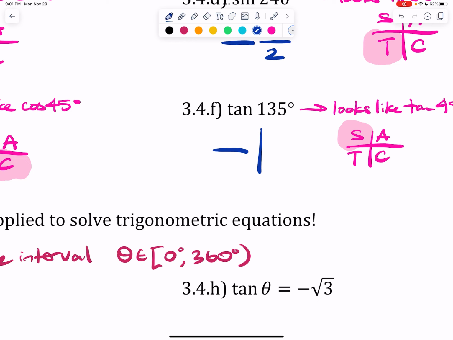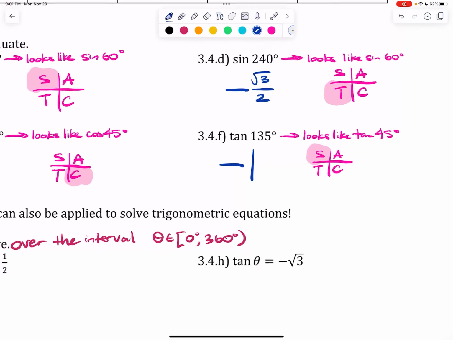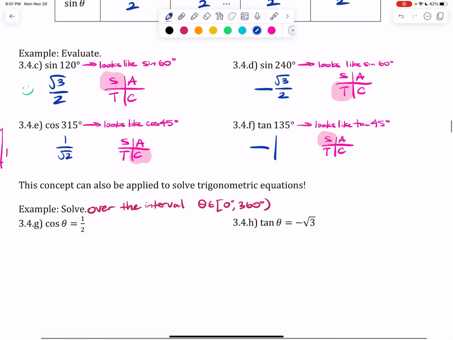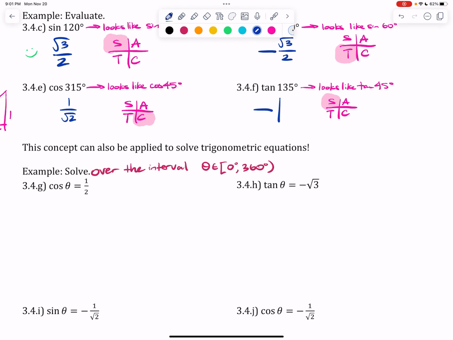We are going to use these skills to do one other thing, and that's to solve trig equations. When we are solving, we're going to solve over this interval between 0 and 360 degrees. I'm not really going to go outside of that this year. That seems like a next year thing. But this year, 0 to 360, that's the big change from last year.